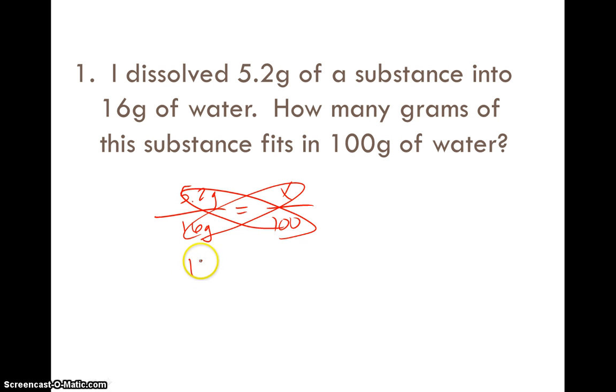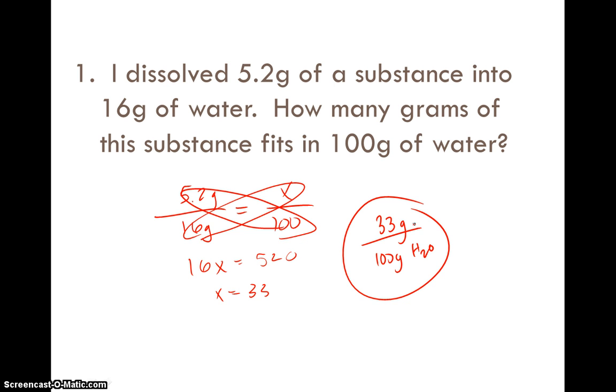So I'd end up with 16x equals 520, and I would have x equals, when I punch that in my calculator, dividing by 16, 33. So what that tells me is my solubility is 33 grams per 100 grams of water. So that's one thing we can do.